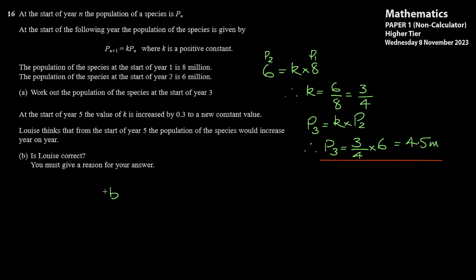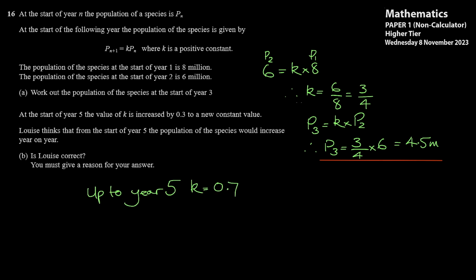So let's have a look at part B. We're told that at the start of year 5, the value of k is increased by 0.3 to a new constant value. And Louise thinks that from the start of year 5, that's when that increase happens, the population of the species would increase year on year. Is she correct? And give a reason.